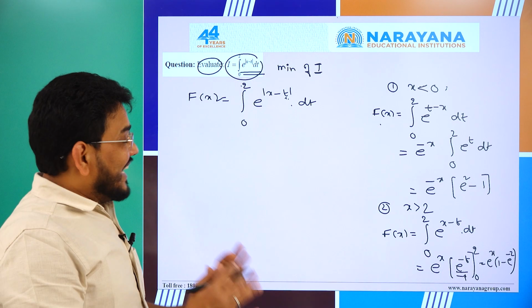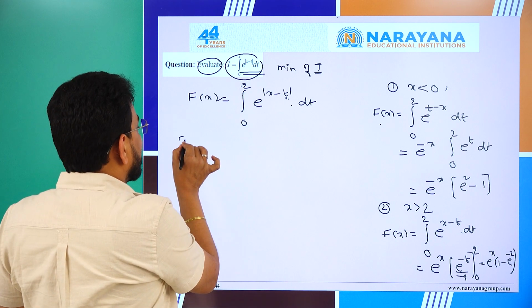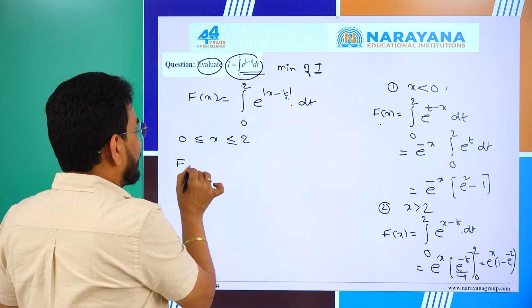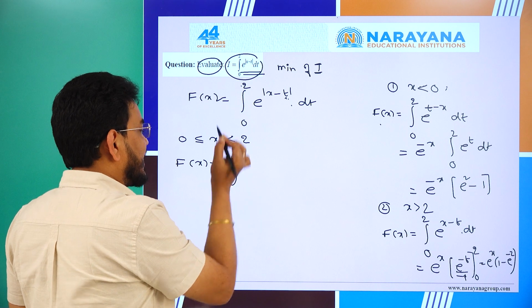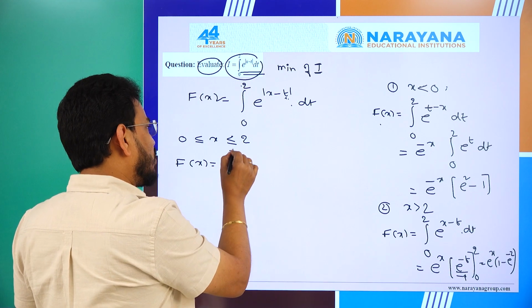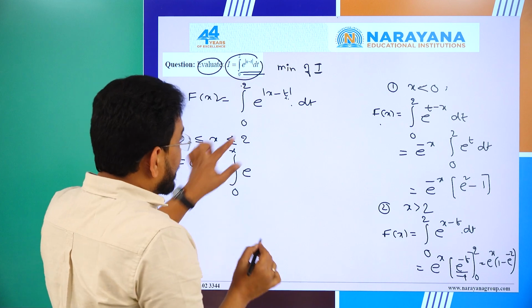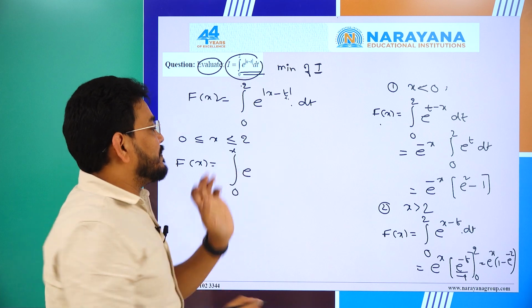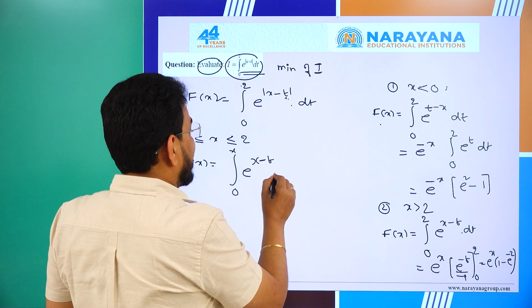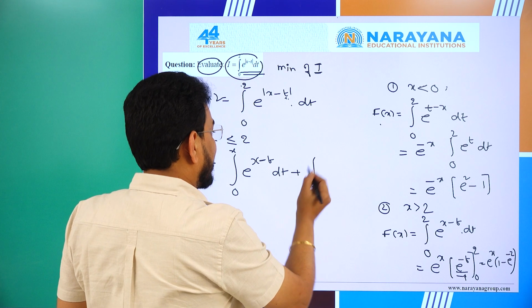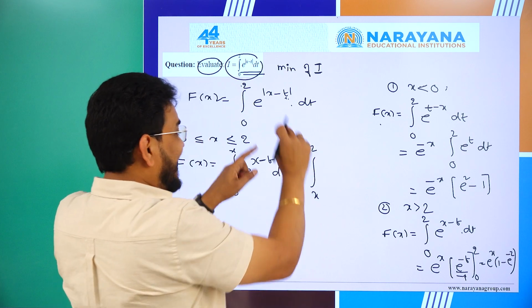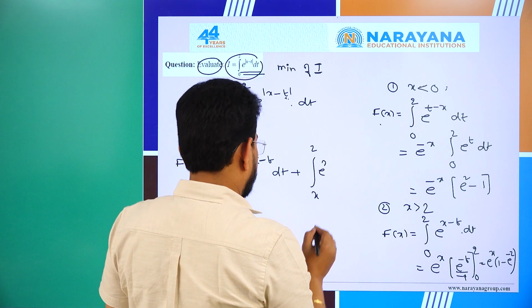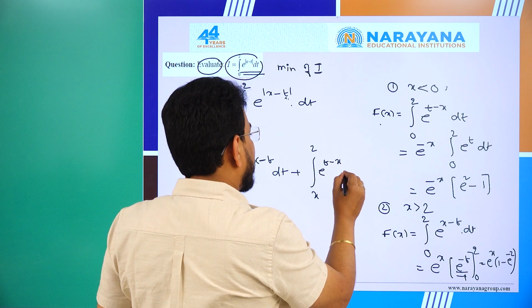Okay. Now the critical step is 0 less than or equal to x less than or equal to 2. So what we will be doing, f of x is equal integral 0 to x e power, so t lies between 0 to x. So that means x minus t is positive, e power x minus t dt, plus x to 2. So t is more than x, so it is e power t minus x dt.